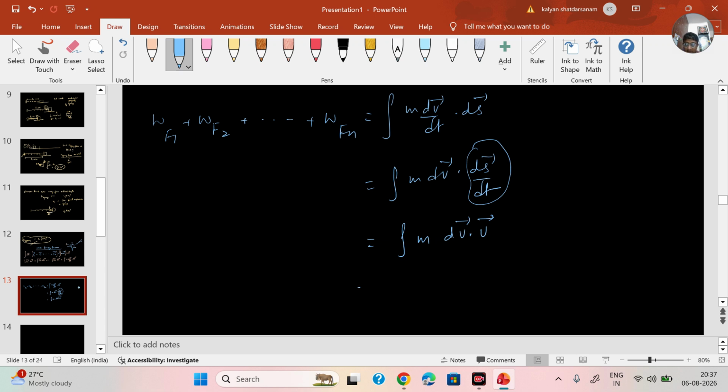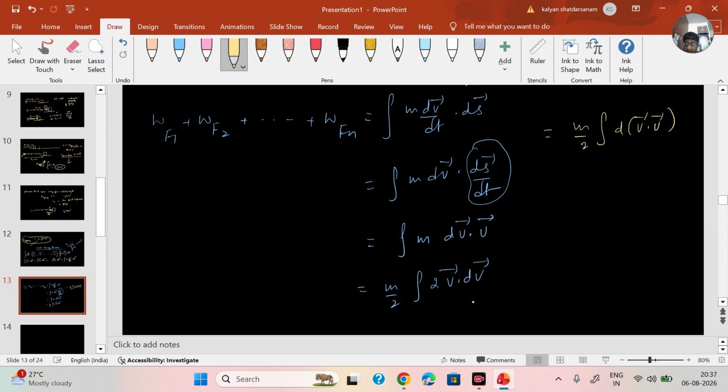Okay, and this I can write as half. I'll take m out of the integral, it's a constant. So I write m by 2 integral 2v dot dv. I multiplied and divided by 2. Why? Because now you see, I can write this as m by 2 integral d of v dot v.